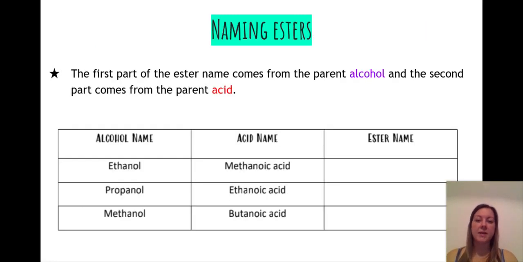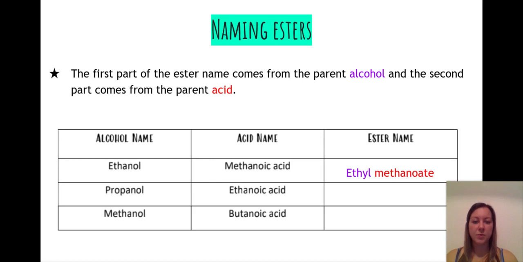Okay, naming esters then. So how do we name the esters? We saw before the alcohol part comes first, and then the second part of the name comes from the acid. So I've tried to colour code this a wee bit. Hopefully that is helpful. So when we have methanoic acid and ethanol, we're going to have ethyl. So you take the -ol off and you end up with ethyl for the alcohol. And then the acid becomes methanoate. So the first ester name is going to be ethyl methanoate.